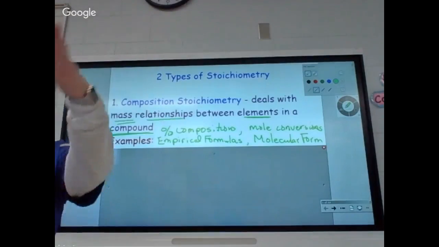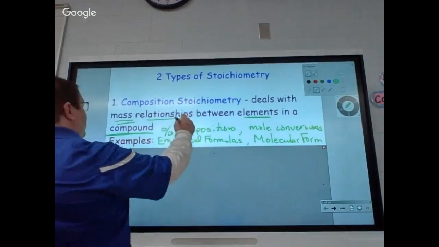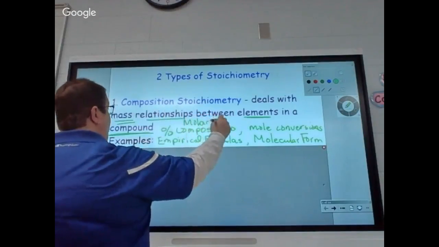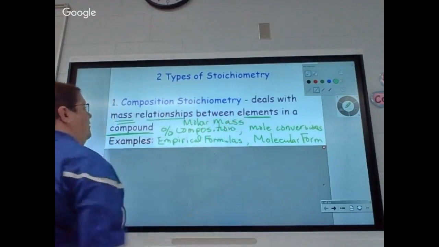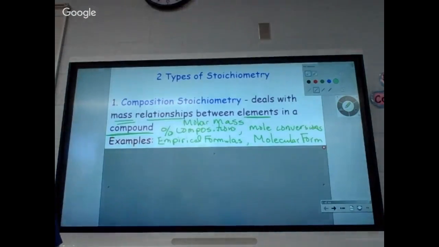Yeah, what was the name for the AMU thing? It had more than one name. I'll take any of them. Molar mass will be fine. Okay, you could have called it formula mass or molecular mass, but I'll live with molar mass. That's fine. Any of those things that we did are composition stoichiometry. Okay, all of those things we've already done.